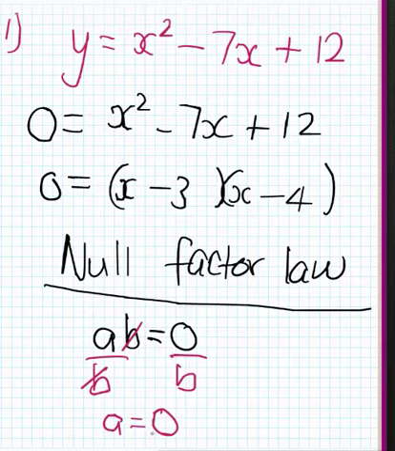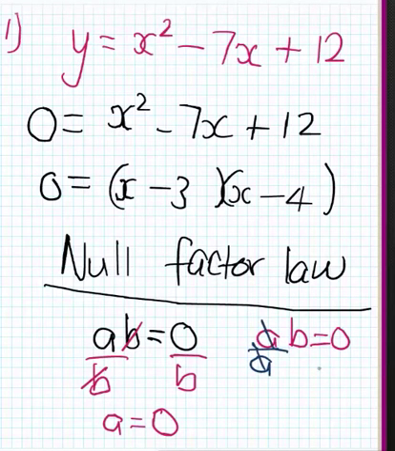But what if I decided to get b on its own? So I'll write it out again, okay? Equals 0. What if I want b to be on its own? So if I divide by a, that cancels out. B can also equal 0. And that is what the null factor law states and what it's saying.